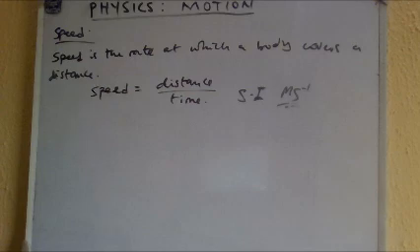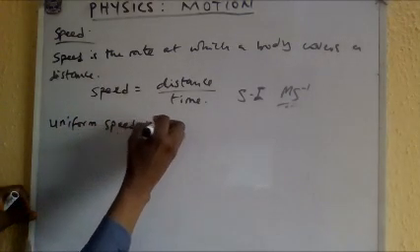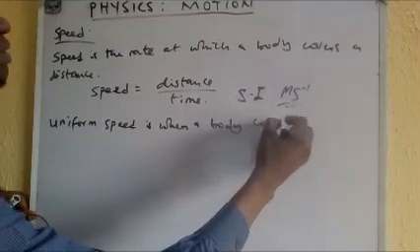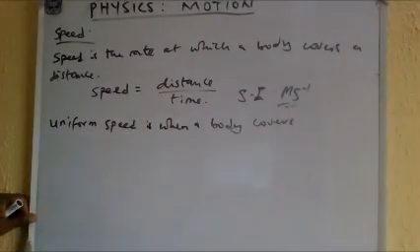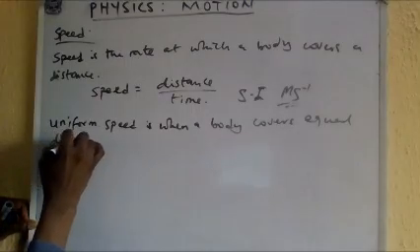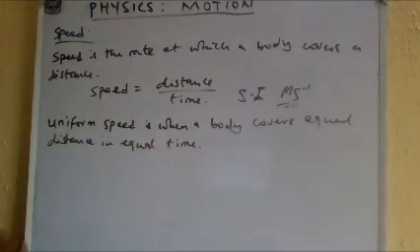Now uniform speed is when a body covers equal distance in equal time intervals. So it's still meter per second. There's nothing different from that one, just that the rate of change of distance with time is constant.